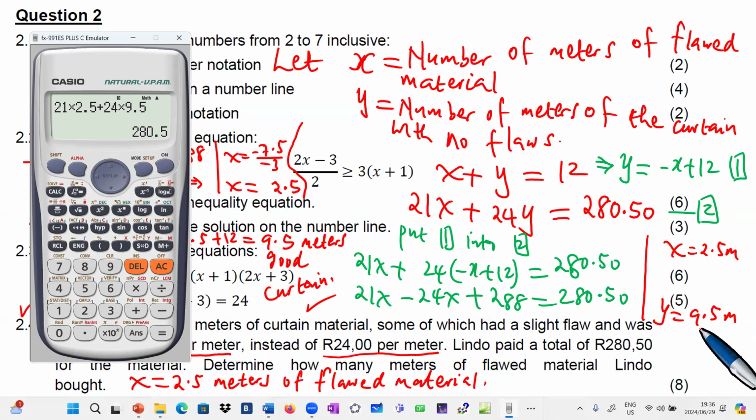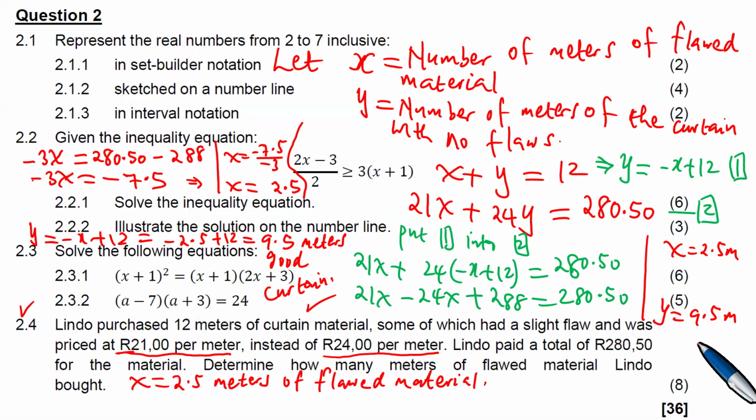As a consequence, we conclude that indeed the flawed material that Lindo bought was 2.5 meters. And then the 9.5 meters was good cation, perfect cation, no flaws, nothing. So we can see that the flawed cation was shorter. It was only 2.5 meters that was damaged, but the perfect one was 9.5 meters of excellent cation. We have solved this problem.